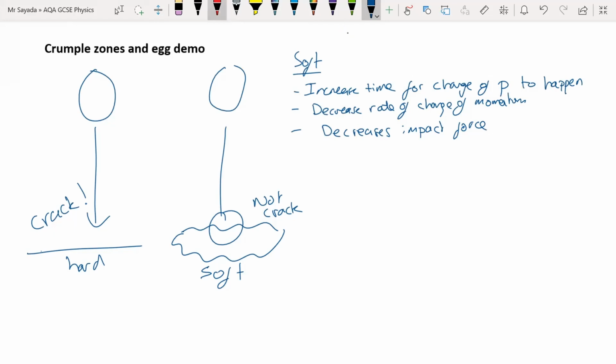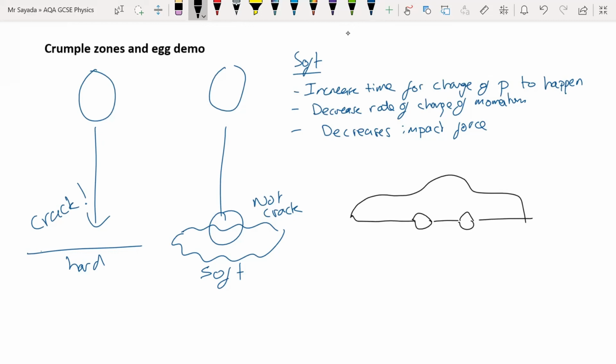There's a very, very clever bit of engineering with cars which uses this idea. So the front of cars, modern cars, they just crumple as soon as there's an impact. And this causes cars to be complete write-offs, and the car is completely destroyed and can't be used again, but it protects the people inside.